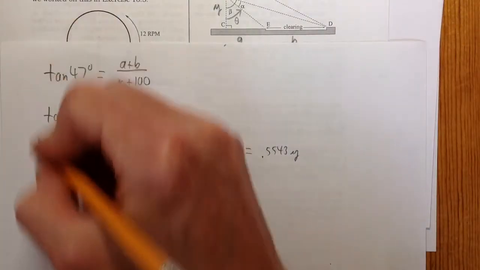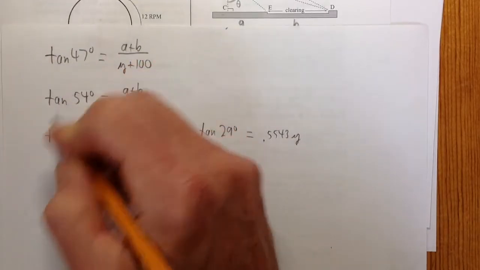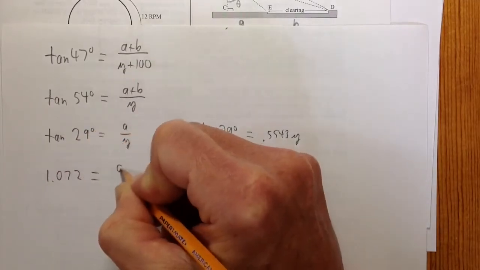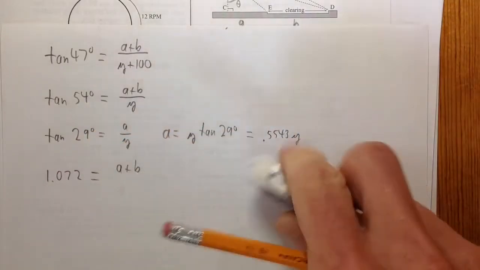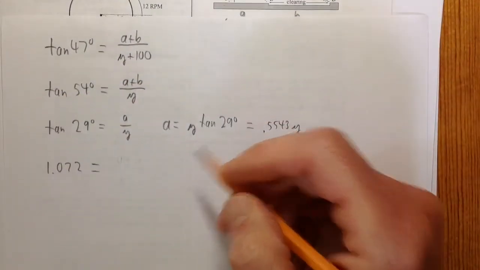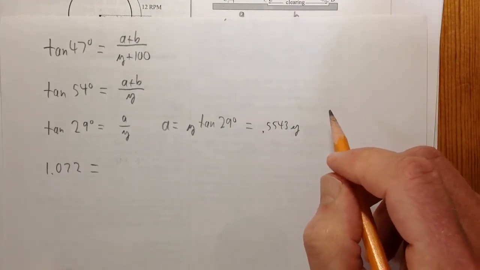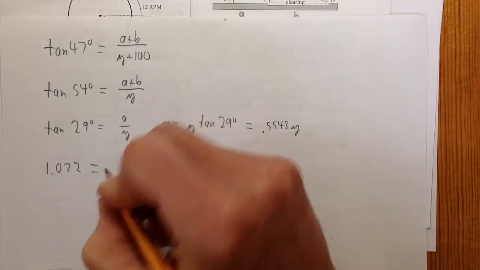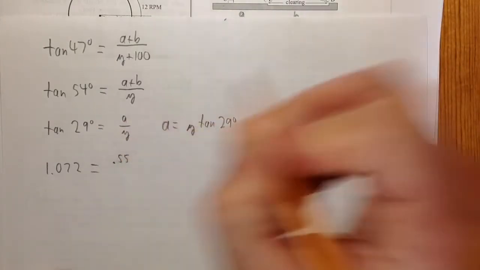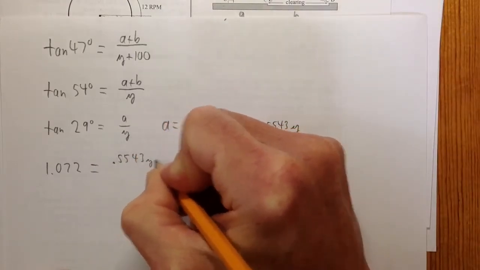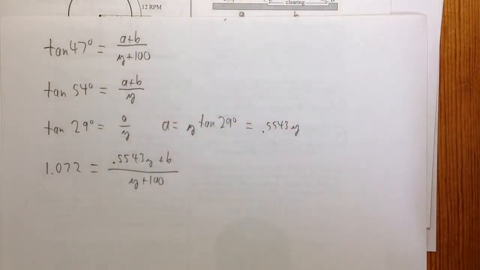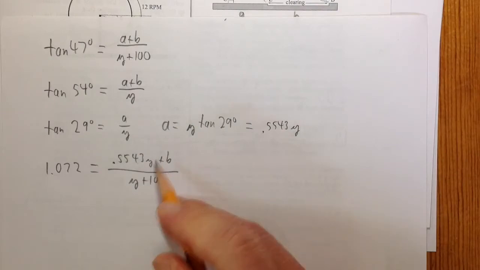So using this first equation here, tangent of 47 is 1.072, equal to A plus B over y plus 100. I'm going to replace A with 0.5543y. There's no one way to do this. There's lots of ways to solve three equations and three unknowns, but they're all a lot of work. You just start plugging stuff in. Sometimes you can figure out a clever way to do less work. I'm not figuring that out right now. I'm just going to plug away. So 0.5543y plus b, divided by y plus 100. Okay. Now we only have a y and a b.